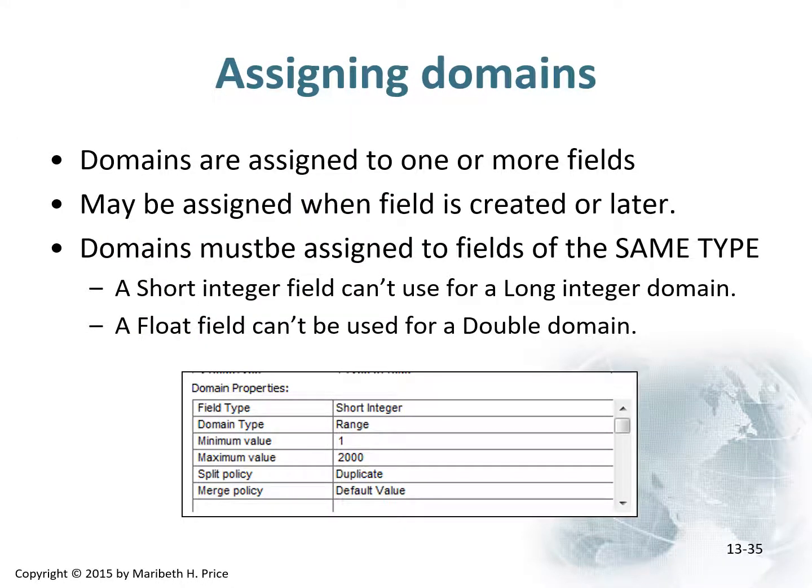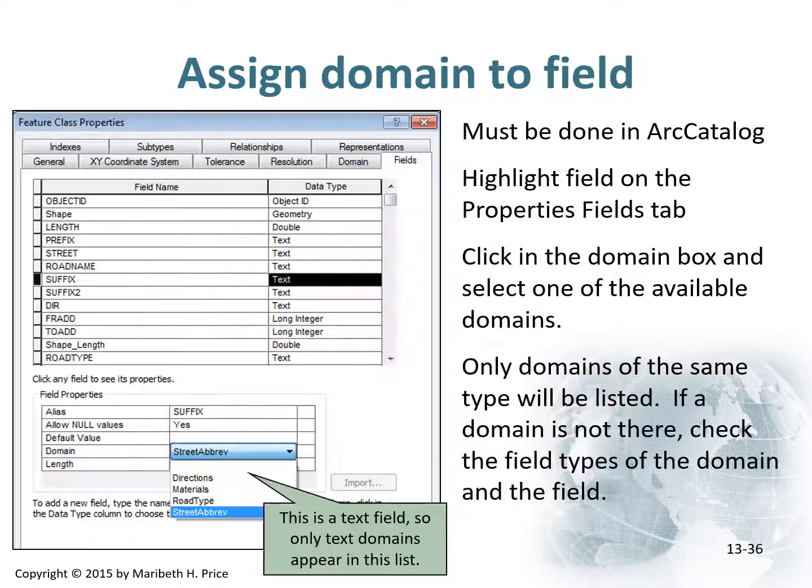Domains are assigned to one or more fields. They may be assigned when the field is created, or you can go in and assign them later. Domains must be assigned to fields of the same type. In other words, if it's a short integer field, you can't use that for a long integer domain. A float field can't be used for a double domain. They have to match up. So if it's an integer field, it has to have an integer domain.